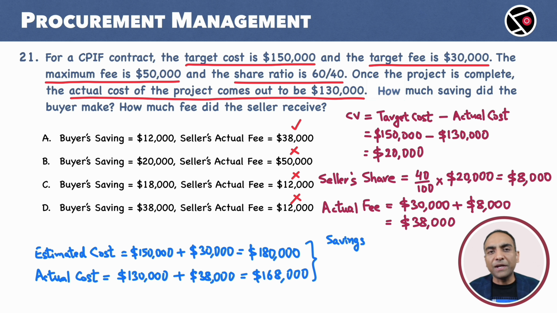Buyer savings is estimated cost 180K minus the actual cost 168K, which is $12,000. Again, only option A has $12,000 for buyer savings. A is our choice.